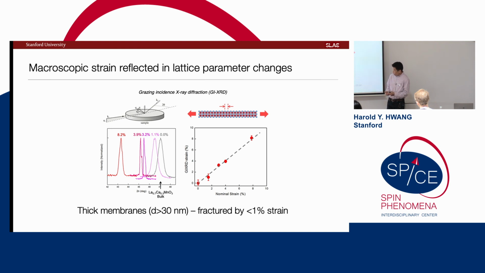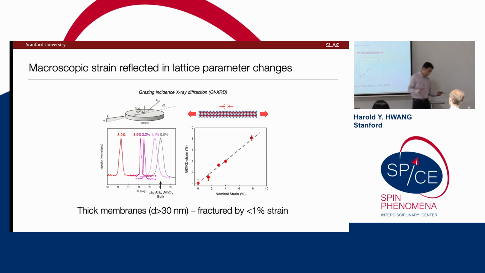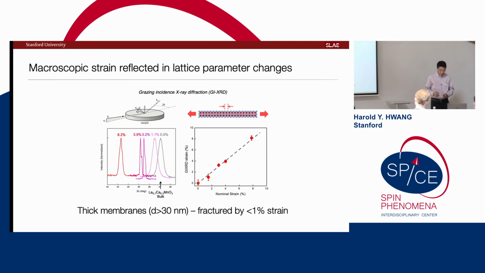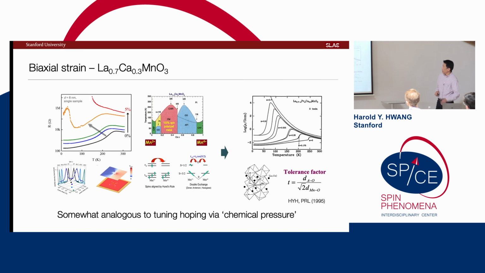And of course, if we grow thick membranes, it looks kind of like bulk single crystals, meaning at room temperature they fracture by a small fraction of a percent. But the sweet spot for us is 5 to 10 nanometer thickness, where we can really stretch and bend and play with these aggressively. Okay, let me try to wrap up.